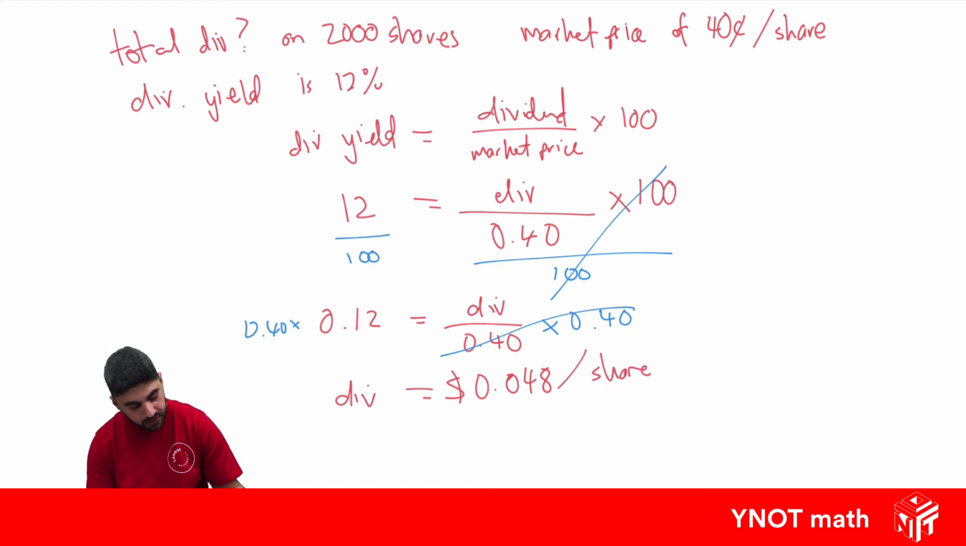And we're after the total dividend of what we're going to get. We have 2,000 shares, so all we need to do is multiply that by 2,000, and our total dividend is going to be $96.